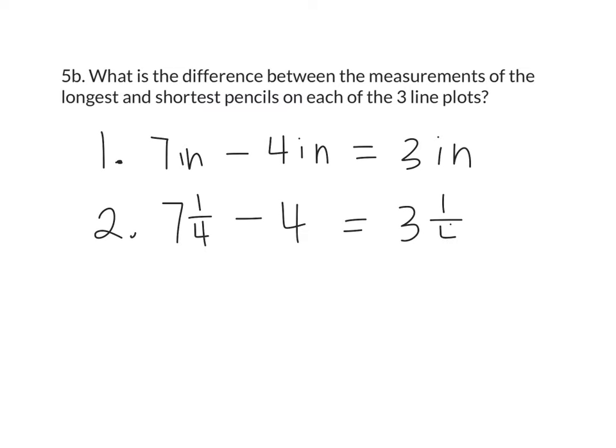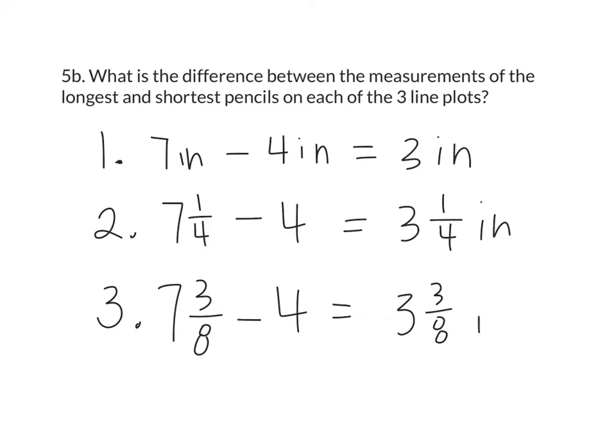So what was the difference between the longest and the shortest? 3 and 1/4 inches. On the third line plot, what was the longest measurement? 7 and 3/8. What was the shortest? 4. So what was the difference? 3 and 3/8 inches. Do you guys see how the difference between the longest and shortest is also getting more and more precise? Very good.